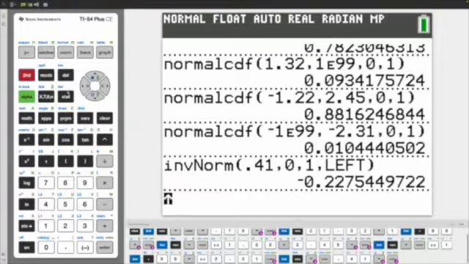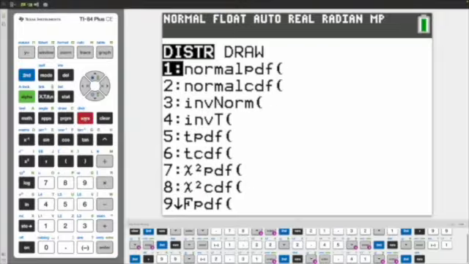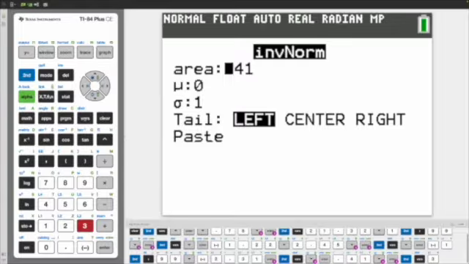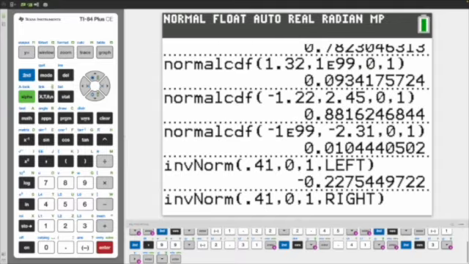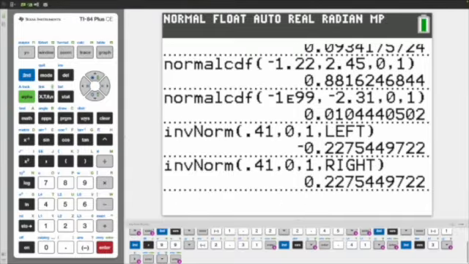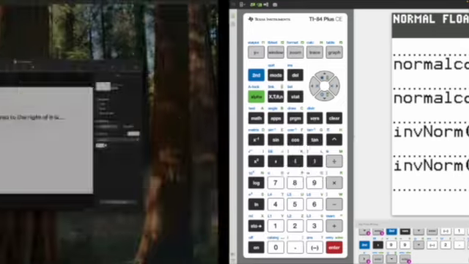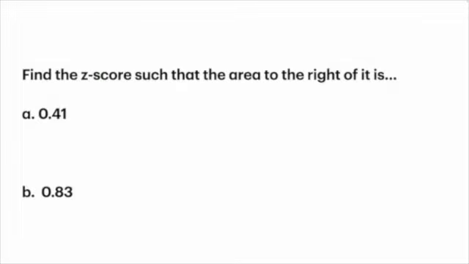So second distribution, inverse norm is number 3. Our area is 0.41. Mean and standard deviation are the same, but this time our tail is to the right. So we get a z-score of positive 0.228.